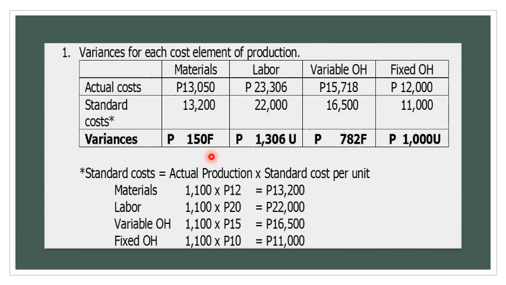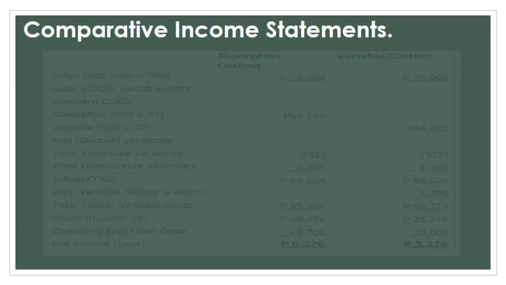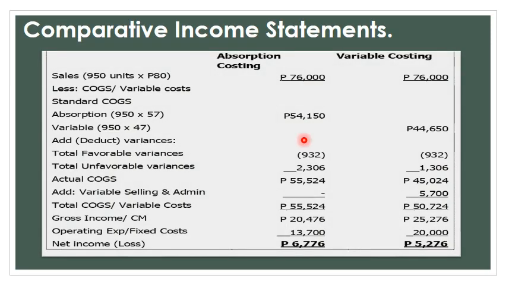COGS is an expense na binabawas natin doon sa ating total revenue or sales. So, kung may favorable variances tayo, anong gagawin natin doon sa COGS? I-less natin siya. Kapag unfavorable naman, i-add natin siya kasi additional expenses ang nangyari. So, this is the computation of the income for absorption costing and variable costing. So, total sales is 76,000.